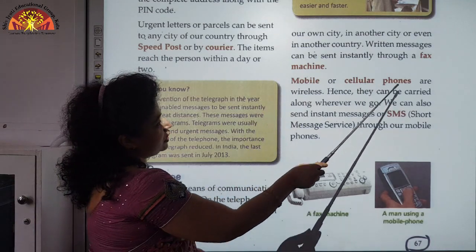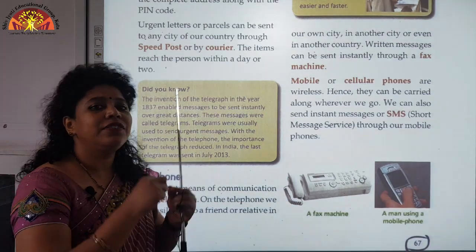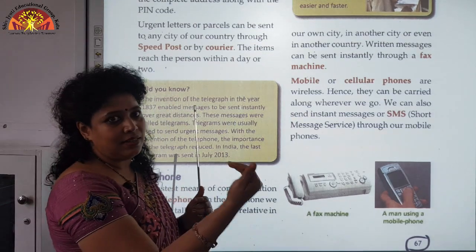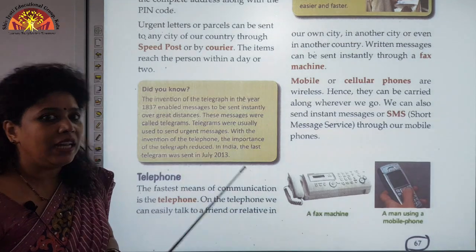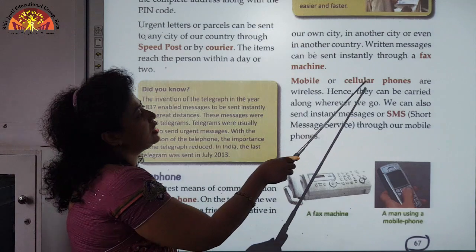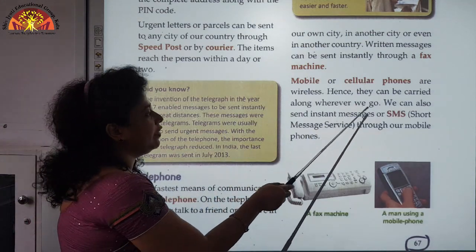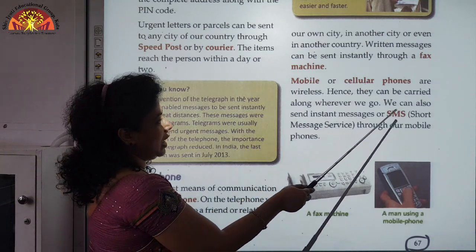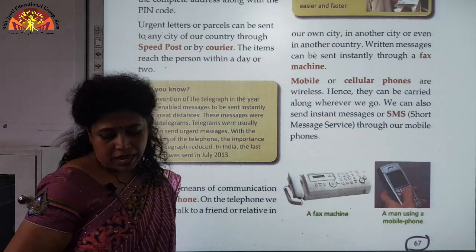Mobile or cellular phones are wireless, while your telephone is connected with a wire. Even if it is a cordless phone, there is a certain distance limit. But in the case of mobile, it is completely wireless and there is no distance limit in mobile or cellular phones. Hence, they can be carried along wherever we go. And we can also send instant messages or SMS, that is short message service, through our mobile phones.